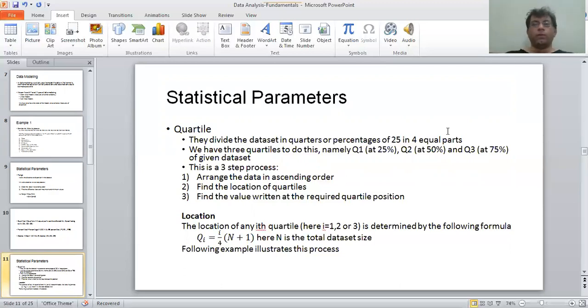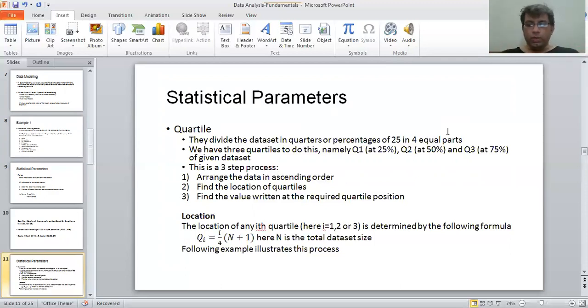And once the location has been determined, the last step is to find the value that is present at that location. It is just a simple example: if I want to meet somebody, then first I need to have the map of the area. Then I need to have the address of the person, the location, and then only, once I have the map and the address, can I go over there and meet him. So this is the idea of the quartiles, percentiles, and deciles as well.